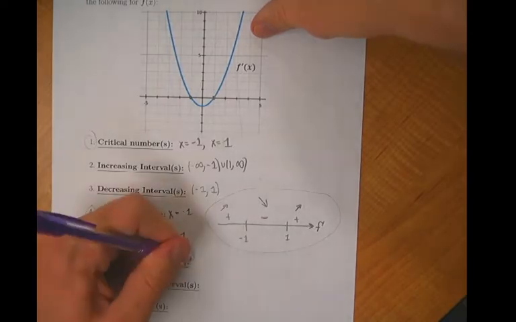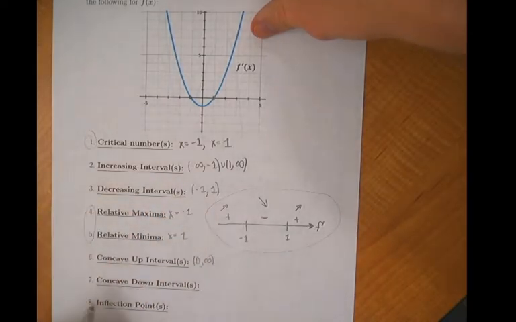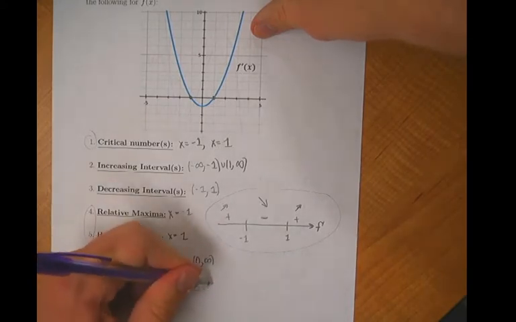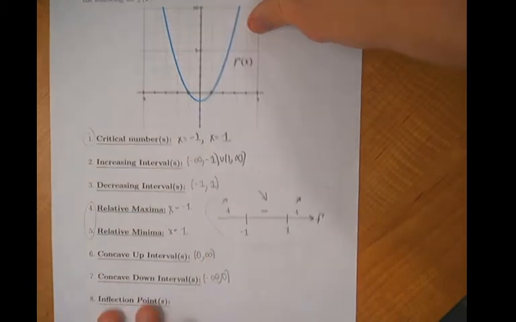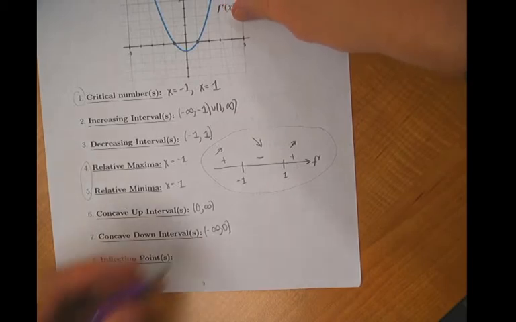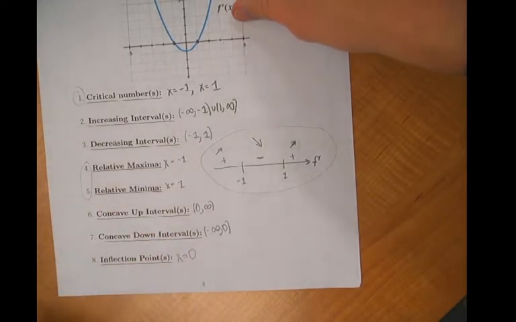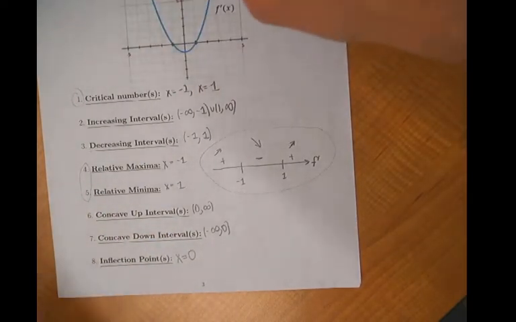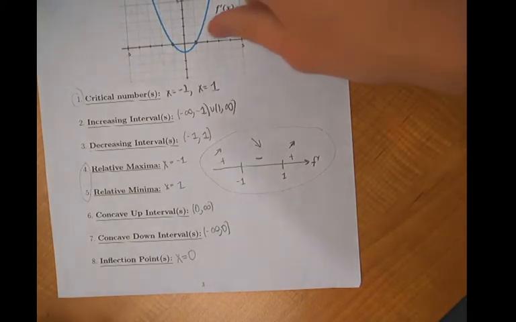0 to infinity. And then concave down consequently should be negative infinity to 0. And then as a result, the inflection point should be just 0, right? Because that's the only point where the concavity changes, so that's what we have for that. Any questions on example 2?